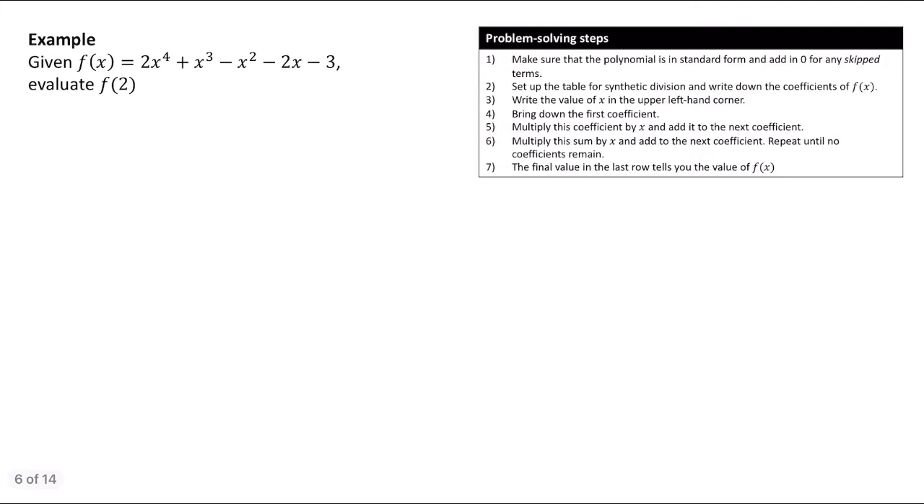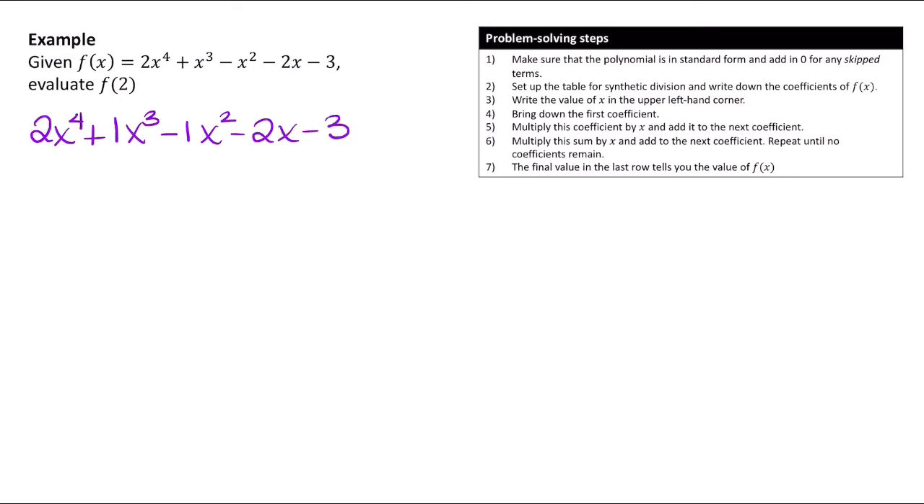So let's try this example. Given f of x equals 2x to the fourth plus x cubed minus x squared minus 2x minus 3, evaluate f of 2. So I'm just going to write down this f of x and make sure that I have no skipped terms. So I have 2x to the fourth. That x cubed I'm going to write as 1x cubed. And then minus x squared, that's going to be a minus 1x squared. And then minus 2x minus 3.